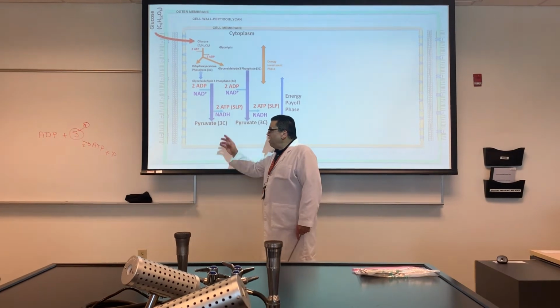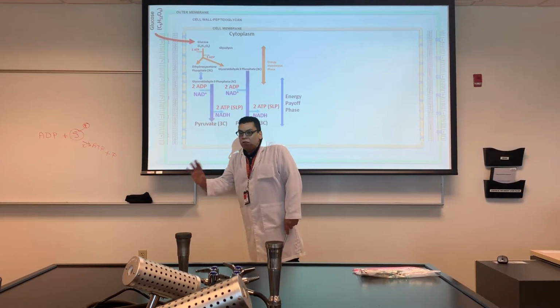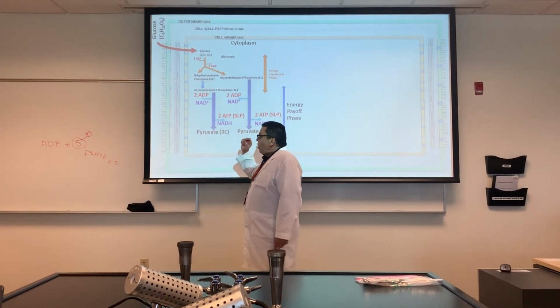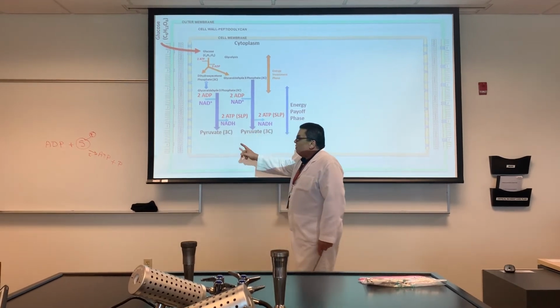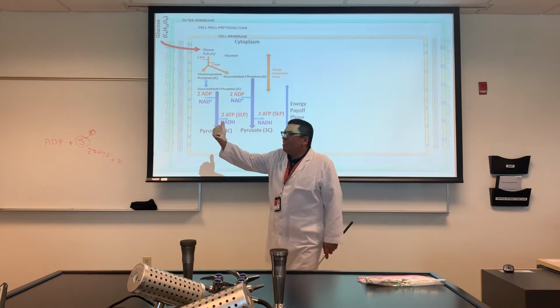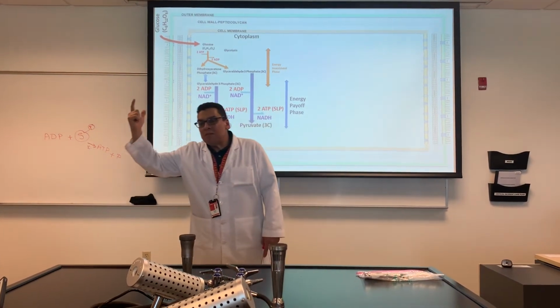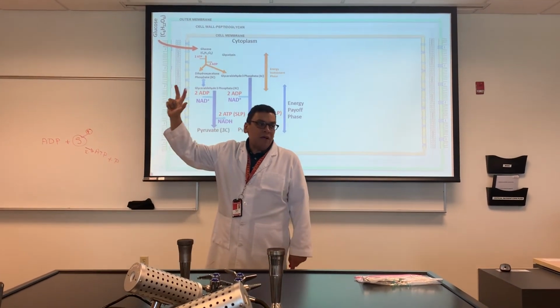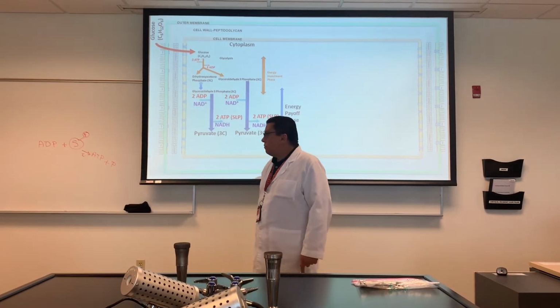Without oxygen, pyruvate will ferment. Into what? We'll see. With oxygen, the pyruvate will go through the full movie: pyruvate oxidation, the citric acid cycle, also called the Krebs cycle, followed by oxidative phosphorylation, the full movie.